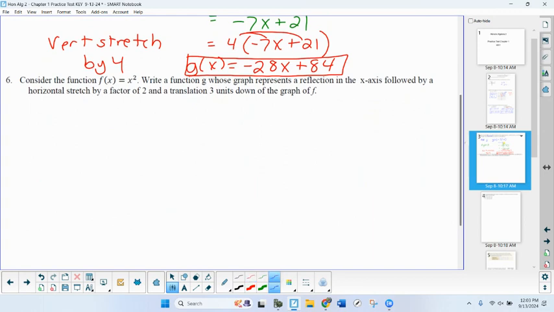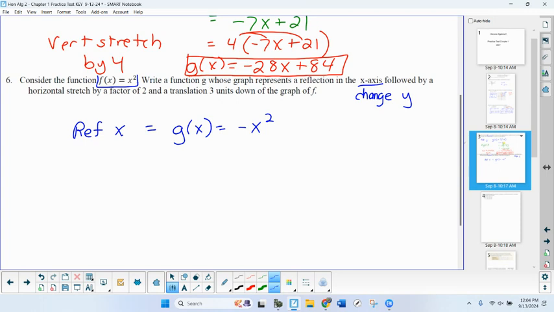Starting again with f of x equals x squared. First, reflect x. What do you do when you reflect x? So help me with this one, Quinn. Make that x negative. Not the x. If you reflect x, you change what? Oh, the y. Change the y. So y is what? The whole thing. So you're going to put a negative outside of the whole thing.